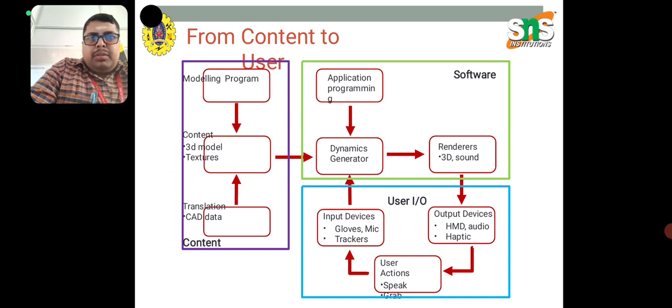Next, we have software. From the application programming, we get the dynamic generator. The dynamic generator generates the rendering process of 3D visuals and 3D sounds. And for user input, we have three modules. The first module consists of input devices, based upon gloves, mics, and trackers. Output devices consist of HMD, audio, and haptic devices.